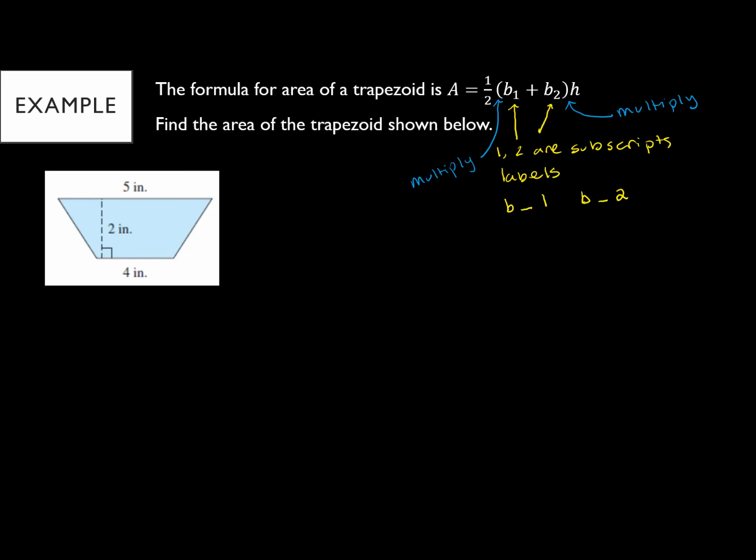And it doesn't matter which one is the first one and which one's the second one. So we could just label this one as B1 and the other one is B2, or you can do it the other way around. Now the H in the trapezoid formula for the area is height. We try to use letters that match the word, so H for height, B for base. And so that's going to be our 2 inches right here.